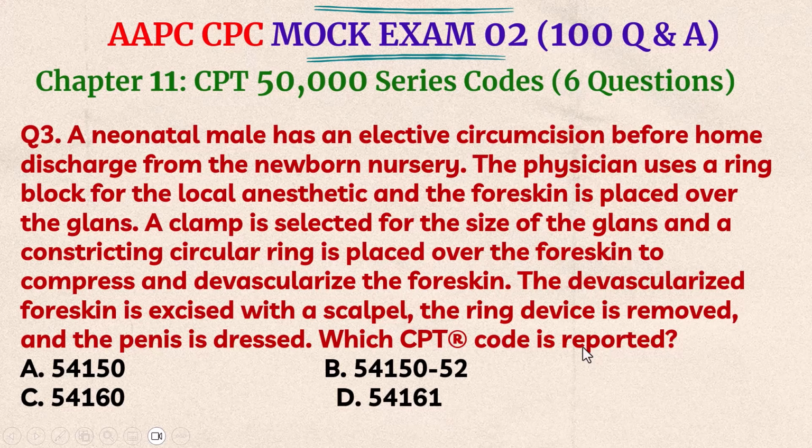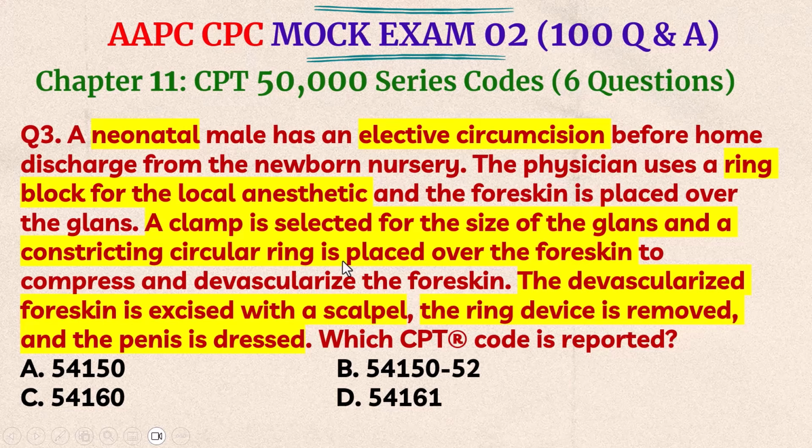Which CPT code is reported? So there are 4 answers available. So this is the procedure of circumcision. Take your CPT code book and find the answer. So here you have to highlight, this is a neonate with elective circumcision. So here a ring block of anesthesia is used, a clamp is selected for the size of the glans and the devascularized foreskin is excised with the scalpel. The ring device is removed and the penis is dressed.